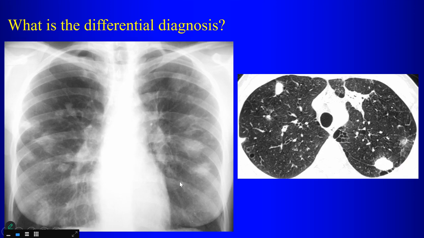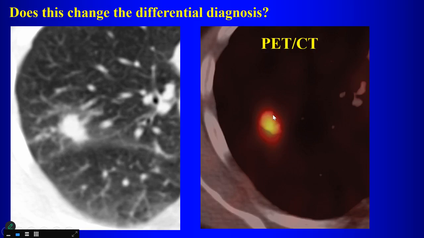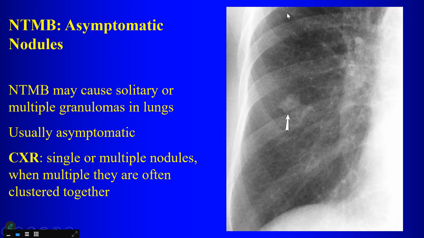Multiple nodules. The differential, of course, is metastatic disease. So atypical mycobacterial infection can also give you nodules. And these are notorious for giving you a false positive PET CT. So everybody thinks it's cancer, they take it out, and it turns out to be atypical mycobacterial infection. So nodules, another manifestation of atypical mycobacterial infection. Asymptomatic nodules. Can be multiple.